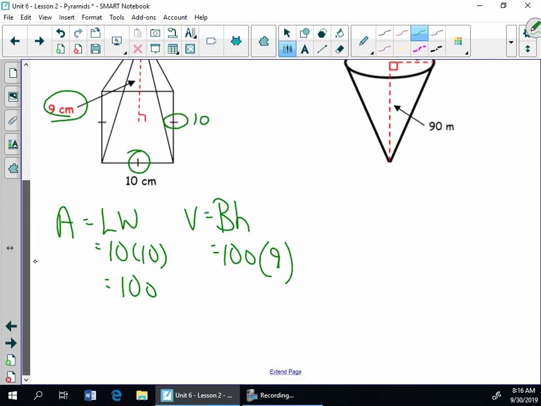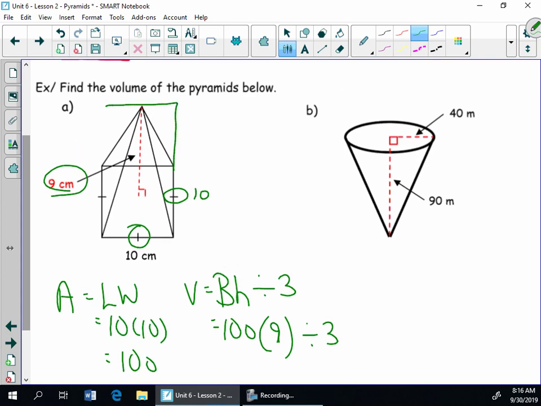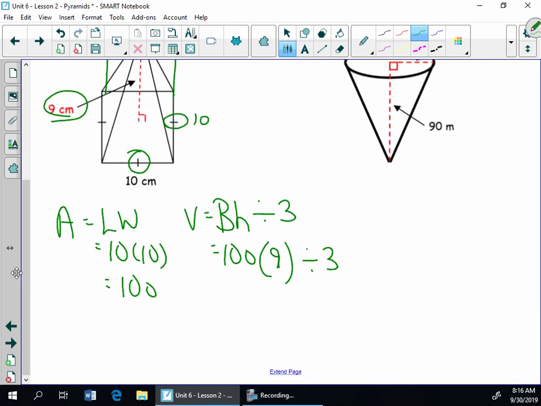But because this is a pyramid instead of a prism, I'm going to divide this by 3. Why? Well, again, if I make it back into the prism idea, I've lost 2 of the 3 parts. So that's the only difference. The exact same as yesterday, except we divide by 3 at the end. So here, I get 300 centimeters cubed.